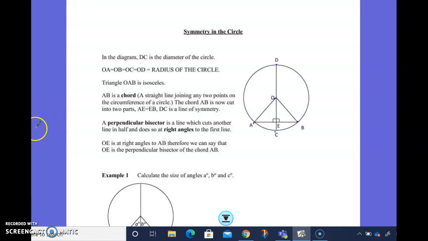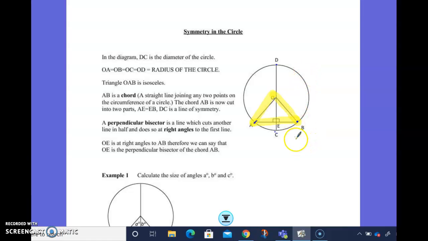Because that's a radius, I can highlight this for you, this triangle here must be isosceles. And it must be isosceles because OA and OB are both radius of the circle, so they must both be the same length. Okay. The line AB, which goes from here to here, is called a chord.